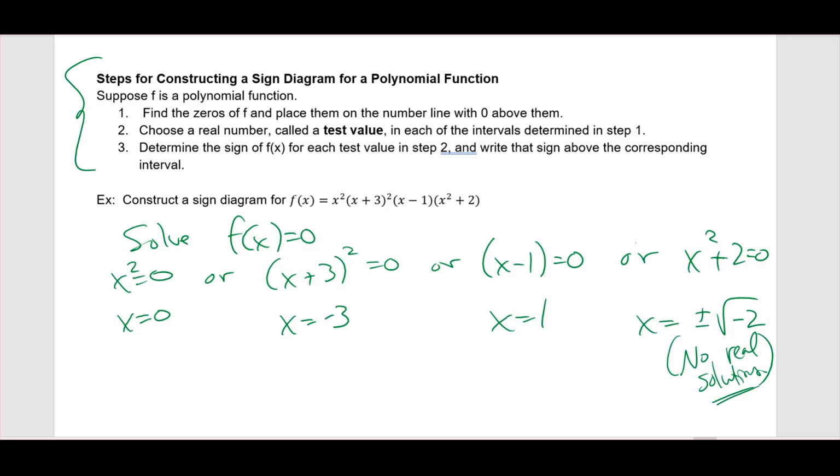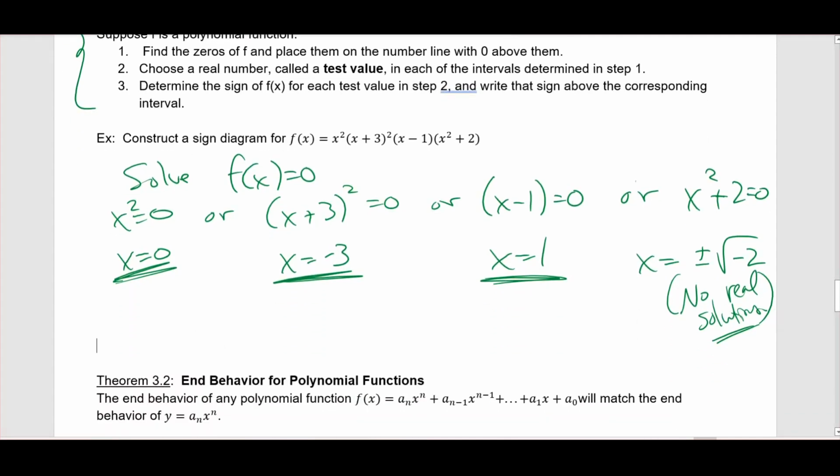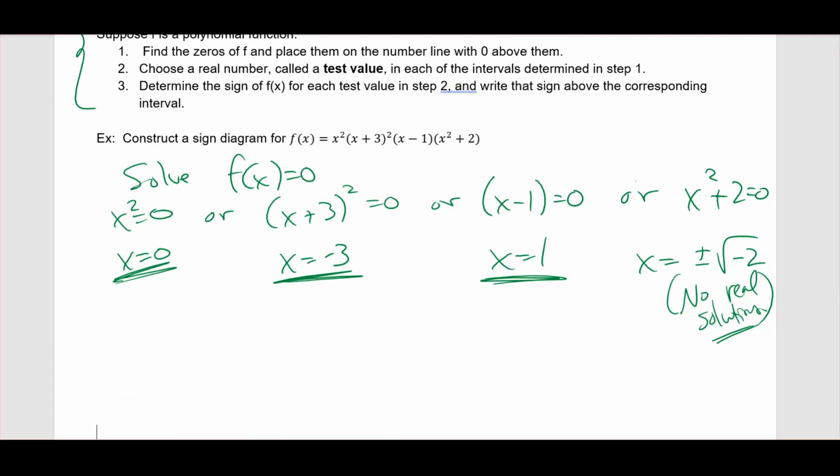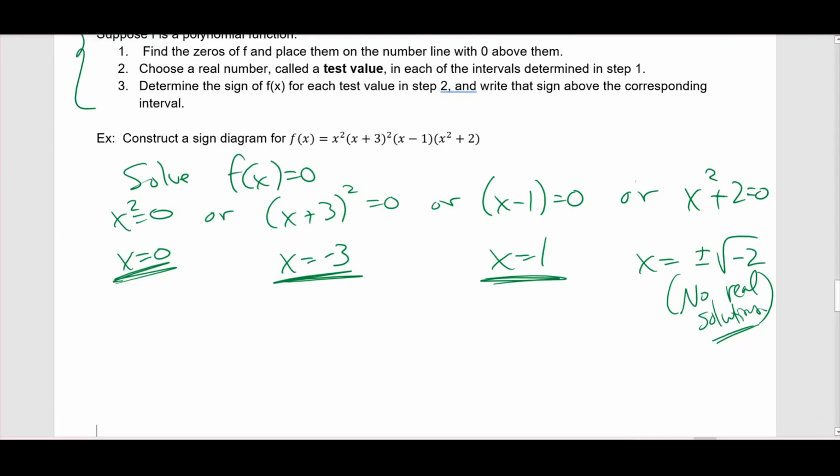All right. So our only zeros are this one, this one, this one. Yeah? Okay. So let's construct this sign diagram. We found the zeros, and we put them on a number line with a 0 above them. Okay, so let's put those on a number line. We've got -3 is here, 0 is here, 1 is here. And we've got a 0, 0, and a 0.